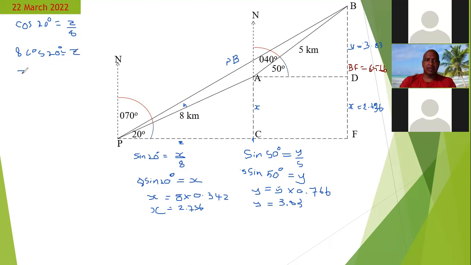So Z would be equal to what? 0.939 times 8, sir. 0.939. And so Z would be equal to what? 7.512, sir.